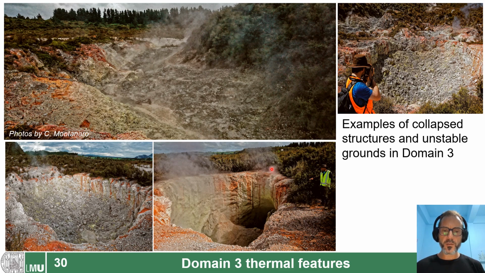So just to summarize, it's mostly rich in collapsed areas. All the collapsed areas contain a different degree of degassing fissures or bubbling pools, and most of the area around them is characterized by very disaggregated or unstable and thermally stressed ground.